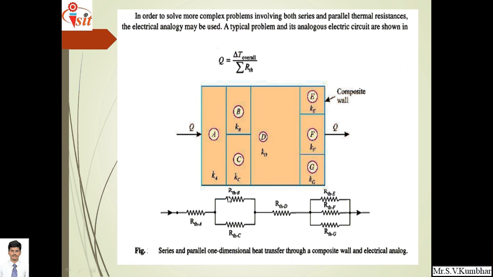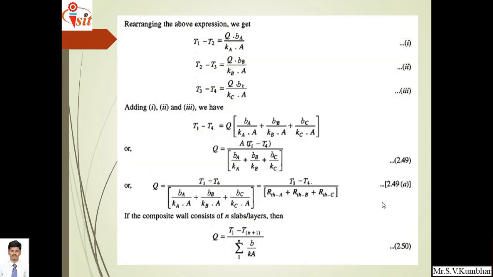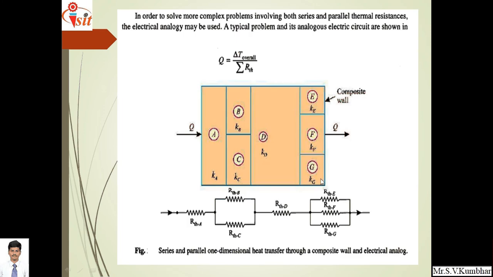Now, in order to solve more complex problems involving both series and parallel, if you observe carefully, material A, B, C are in series. That's why thermal resistances A, B, C are connected in series. Now in this case, if materials are connected in series or parallel, then those resistances can be added by using the parallel and series law of resistors.